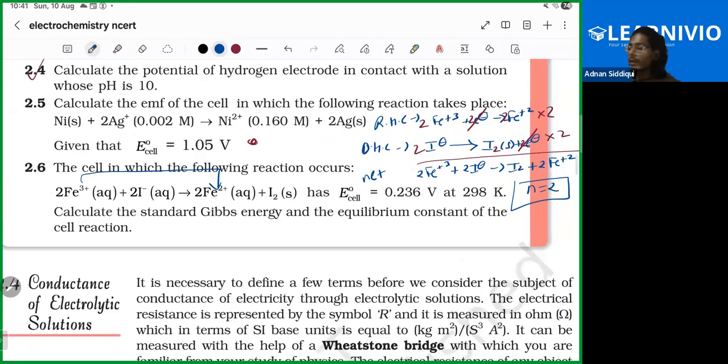What you have to basically find? You have to find Gibbs free energy. For Gibbs free energy, what formula do you have? Tell me. For delta G, what formula do we have? Minus nFE. Good. So apply that formula and tell me the answer.